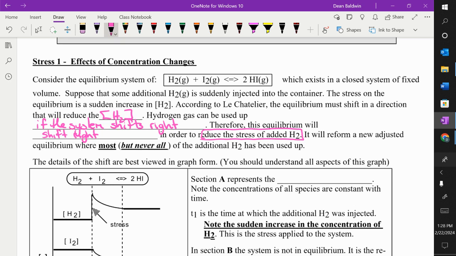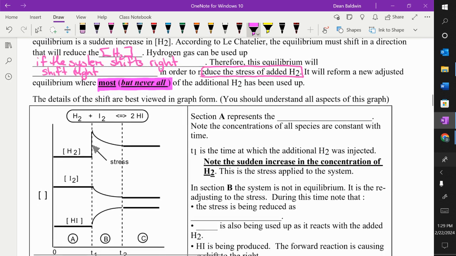Now, it'll use up most of the hydrogen gas that you added, but it will never use up all of the hydrogen gas you added. So there will always be a slight increase, okay? So this part here is important. All right? Now I'll show you, you'll see this on the graph here in a sec. Most of it, but not all of it, will be used up of the new hydrogen gas.